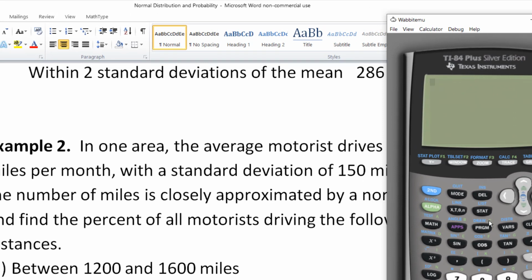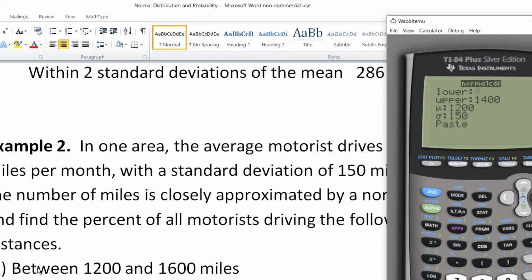Then I hit the second key, and I want VARS, variables, that gives me distribution. So I want number 2, cumulative distribution function. So I hit 2, and then I clear this and enter the values. Between 1,200 and 1,600, so the lower bound is 1,200. So I enter 1,200. And I come down, and then the upper bound is 1,600. So I enter 1,600.